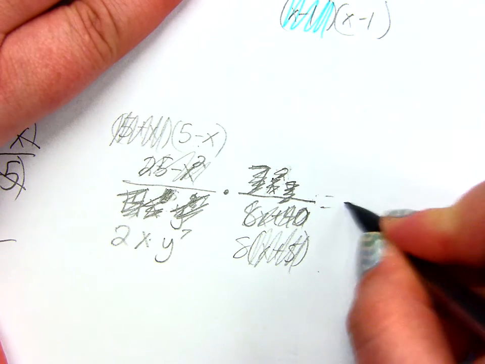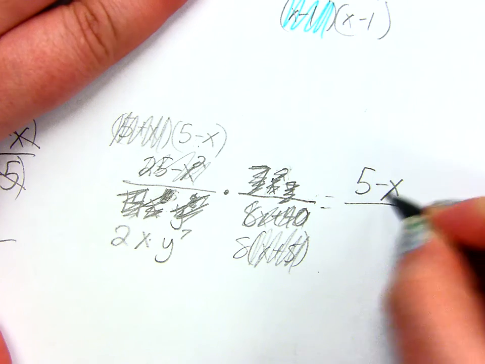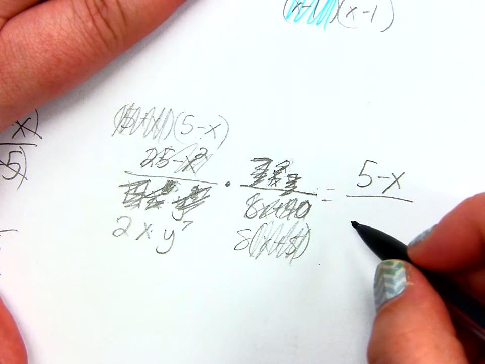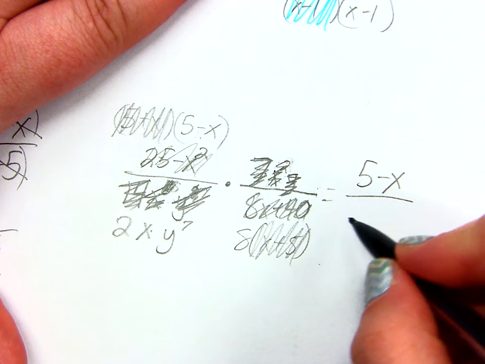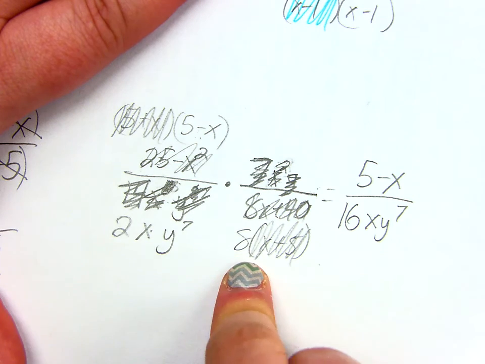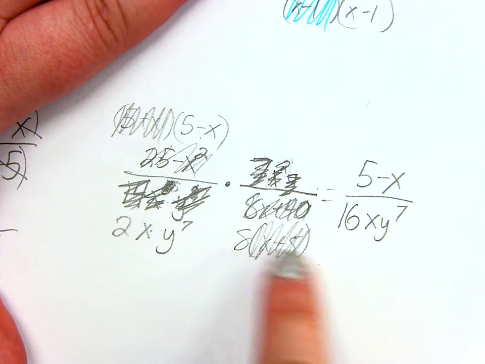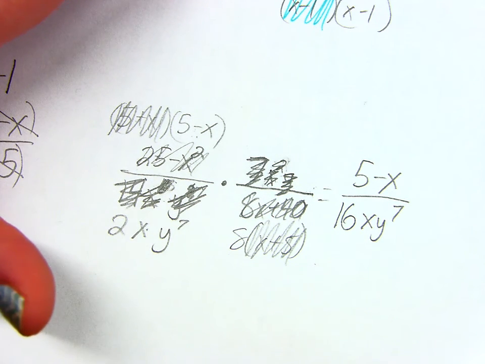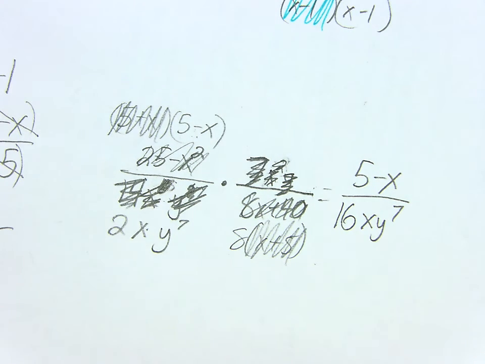Anyway, is there anything else I can do? No. So up top, I have 5 minus x. What do I have on the bottom? Someone said it. Danielle? 16xy to the 7th. Remember, you're multiplying, so you're going to multiply the 2 and the 8 together. Now, is this exactly an answer that they have here? No, but which one of these choices is equivalent?